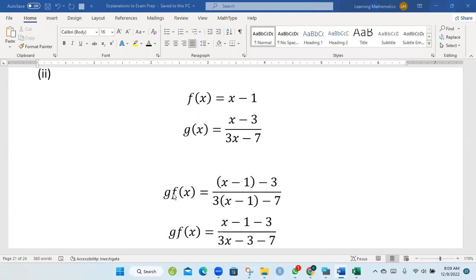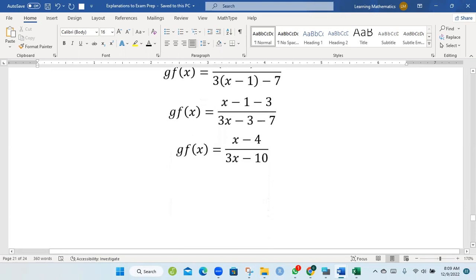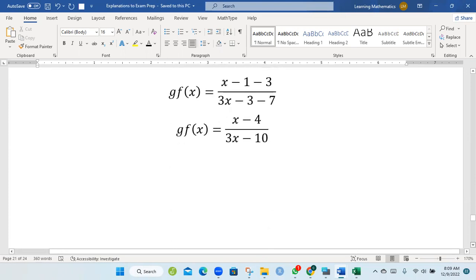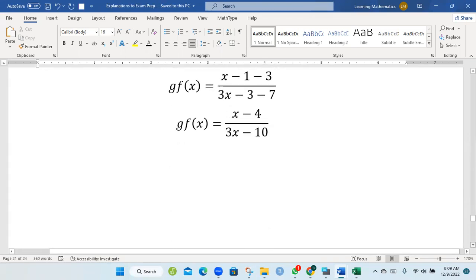Then we found gf by starting from the right. We find what is f, and then we're going to put f now into g. G is x minus 3 over 3x minus 7, so we have x minus 1 minus 3 over 3 times x minus 1 minus 7. So f is into g. Always start from the right to the left when you are doing composite functions. And then we simplify. X minus 1 minus 3 is x minus 4. 3x minus 3 minus 7 is 3x minus 10.